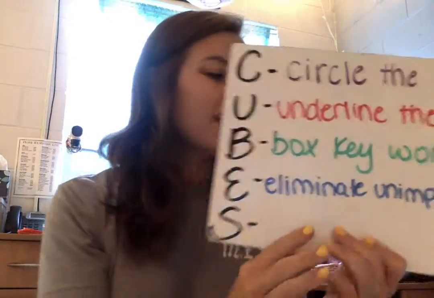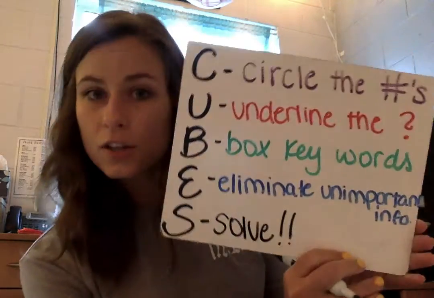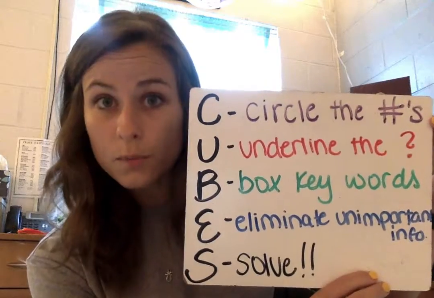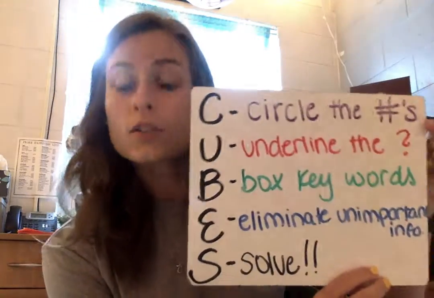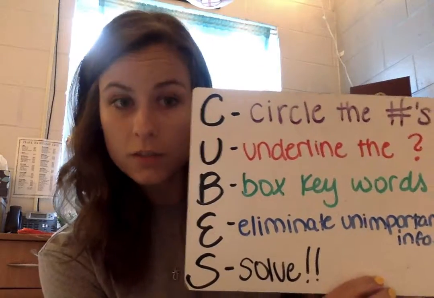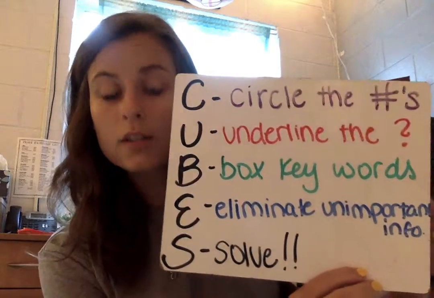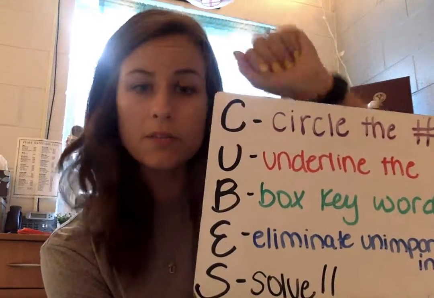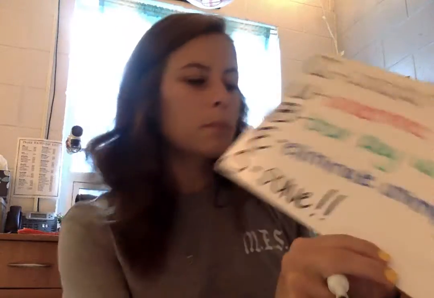And then the S is kind of a duh. The S is to solve the problem, obviously. After you do all this and dissect the word problem, we want to solve it. So again, we're following CUBES. Circle the numbers, underline the question, box the keywords, eliminate unimportant information, get rid of it. Eliminate means to get rid of. And then, of course, solve the problem. So let me show you an example.